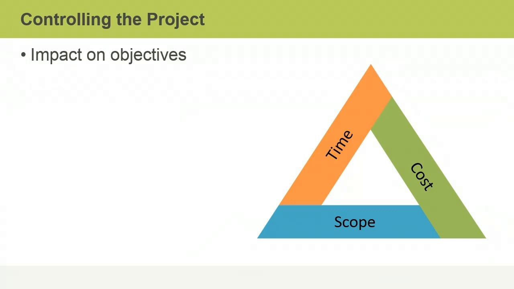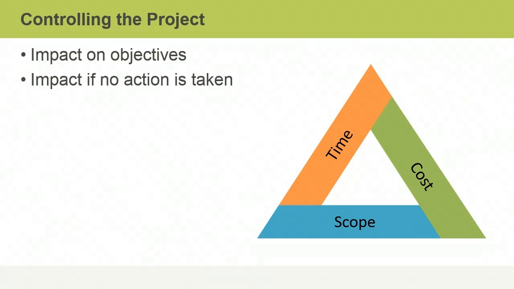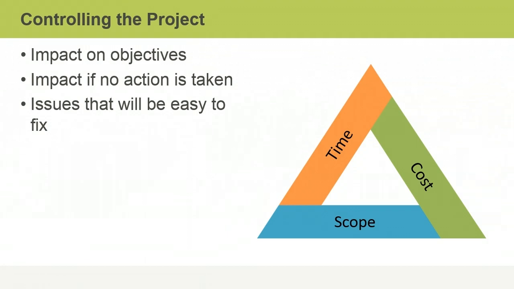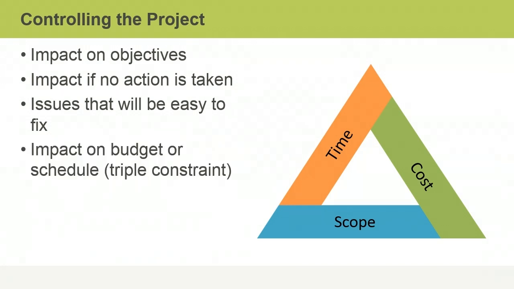As I mentioned, the interrelatedness of project constraints means that you cannot change the budget, the schedule, or the scope without impacting at least one of the other two. This is why it's so critical to monitor and control the project and to identify variances from the plan.